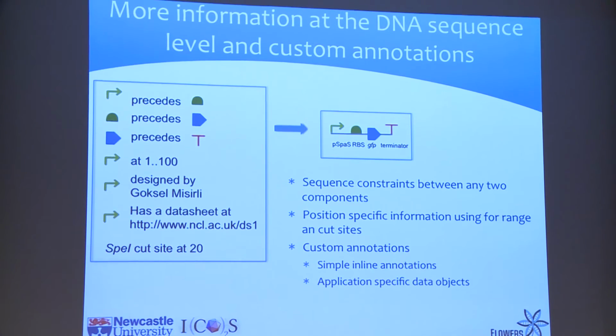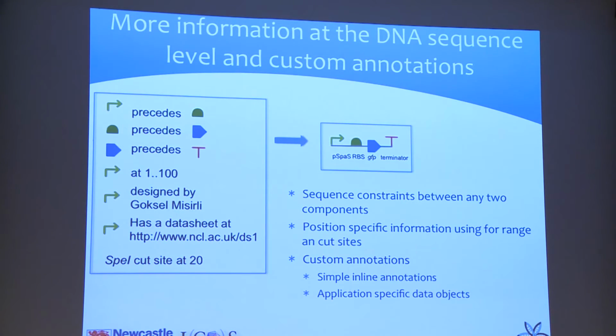Using SBOL 2, I can now specify any sequence constraint between two biological parts. In this case, using the precedes constraint, I can infer the order of biological parts, or I can specify an exact location if I want to, or I can also specify single cut sites. I can annotate my designs. I can say designed by me, for example, here, and I can also say I have a data sheet for this part at this URL.